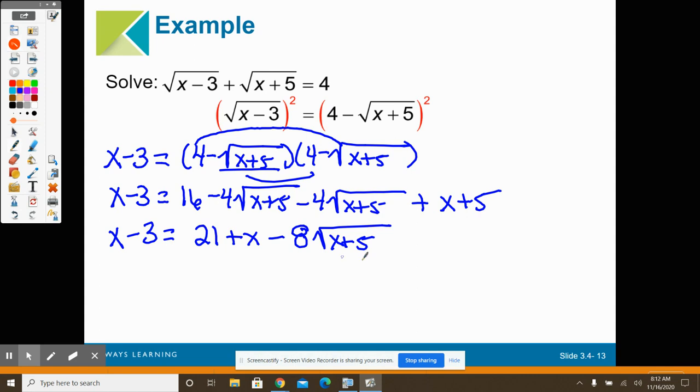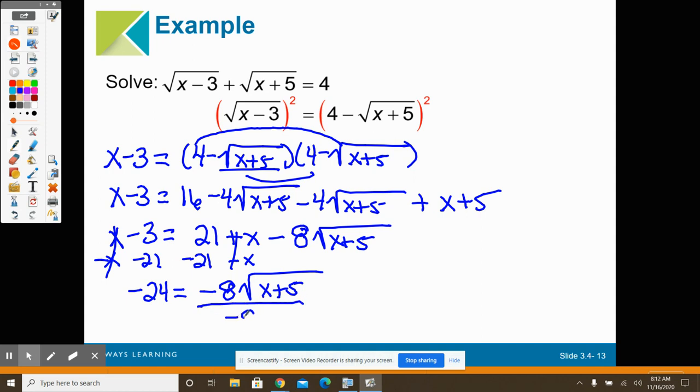Okay, now we got to isolate this radical. So first you'll subtract 21. Then you'll subtract x. That should make you happy because those drop out. So it's negative 24 is negative 8 square root of x plus 5. You got to isolate the radical all the way. So you divide by negative 8 here. And you get 3 equals the square root of x plus 5. And that's very manageable. So the last step's not hard.